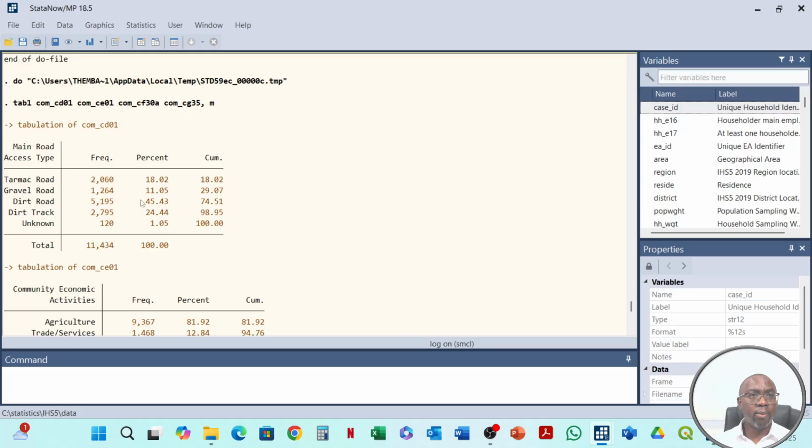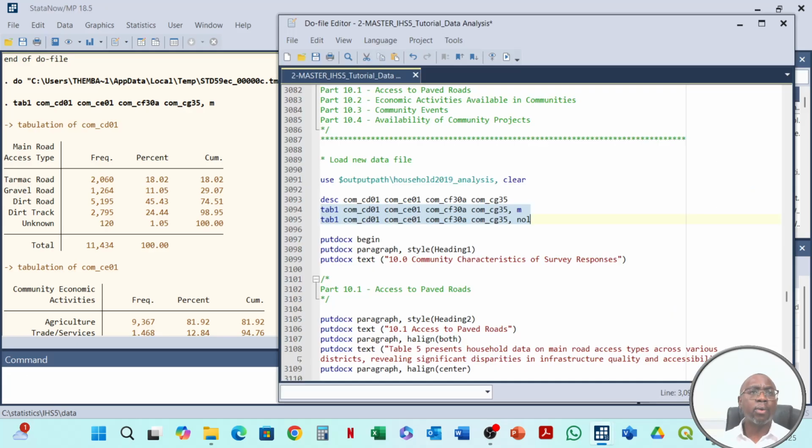The main access roads that people have, it's the dirt roads, which means that road infrastructure or road network in Malawi is not that well constructed. So that's also a problem, because if you look at access to markets, you need good roads. It means that people have problems accessing markets, and that's also a cost on the household.